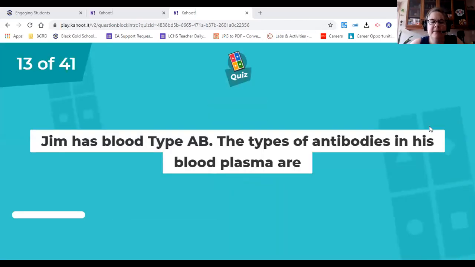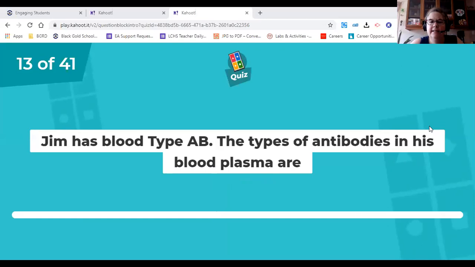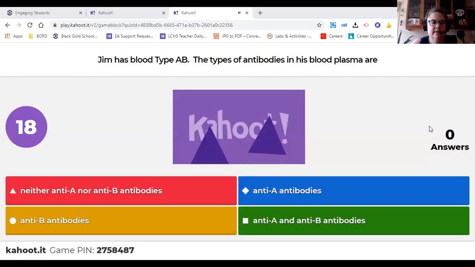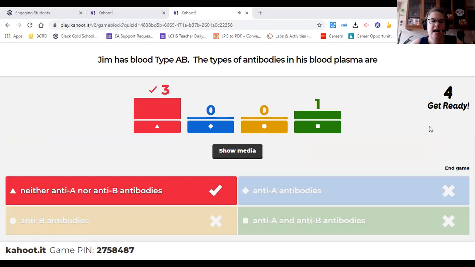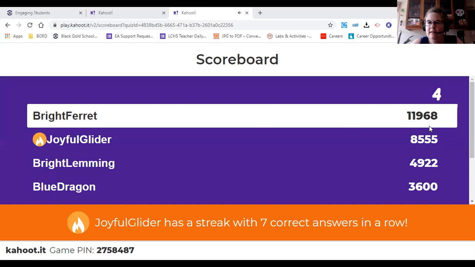Jim has blood type AB. The type of antibodies in his blood plasma are neither anti-A nor anti-B, anti-B, anti-A, or anti-A and anti-B. Ooh, neither anti-A nor anti-B. Okay.